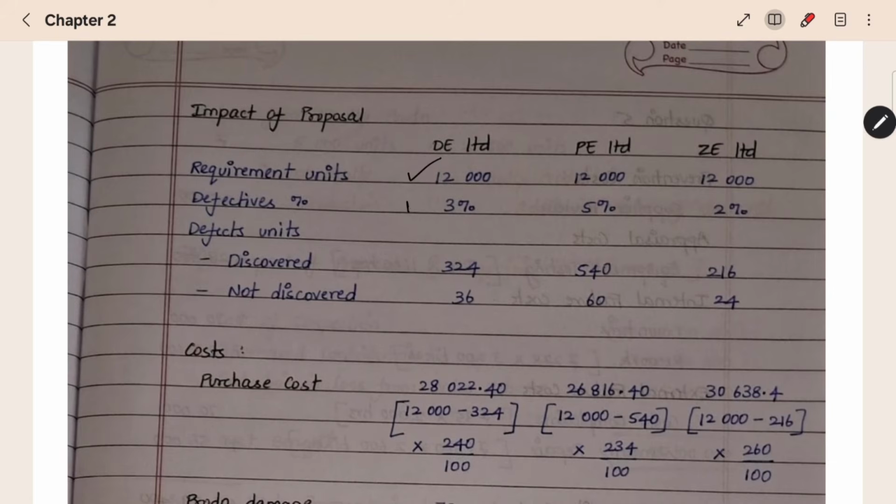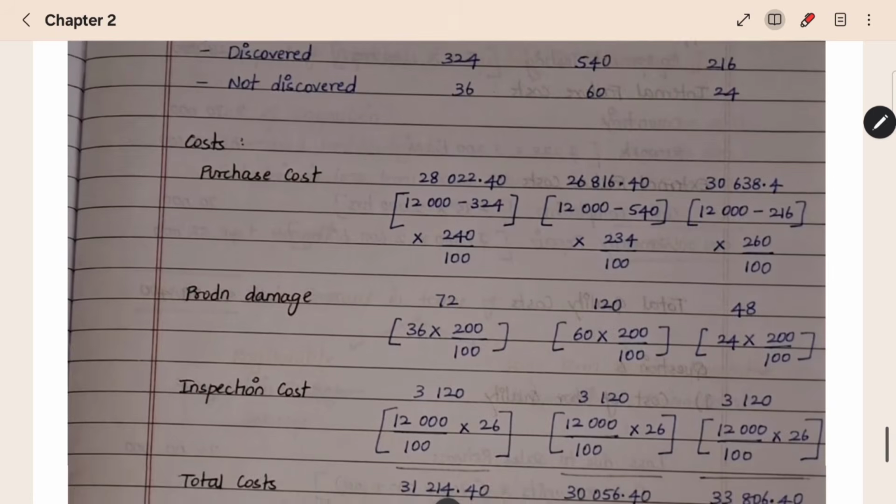The requirement unit is the same, the defective percentage is the same, but out of this 3%, 360 defects, how much are we discovering and how much are we not discovering, that is the matter here. 90% will be discovered, 10% will not be discovered. 360 defects: 324 discovered, 36 not discovered. Same like that, this much will be the defect, this much will be discovered, this much will not be discovered. Like that you have to filter out. After this, we have to calculate the cost.